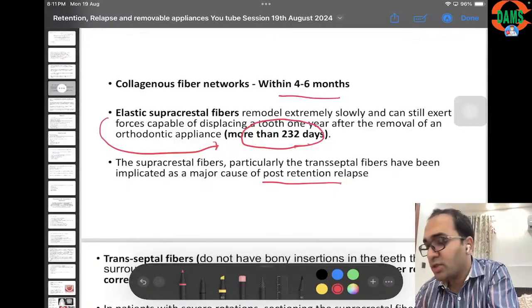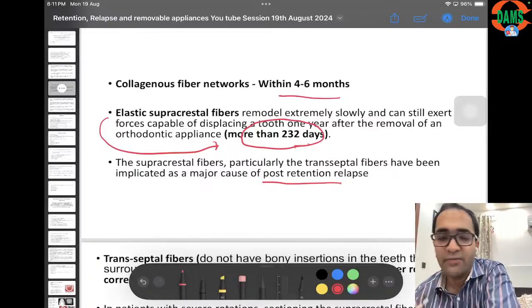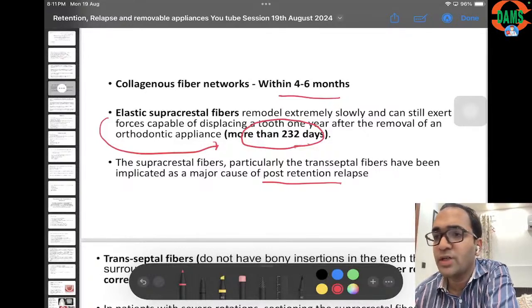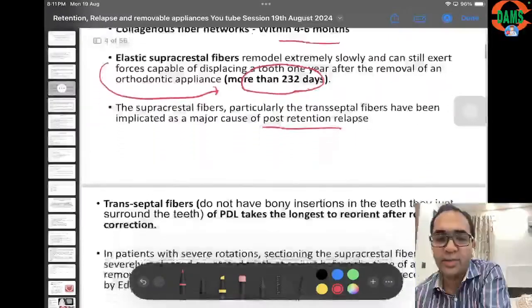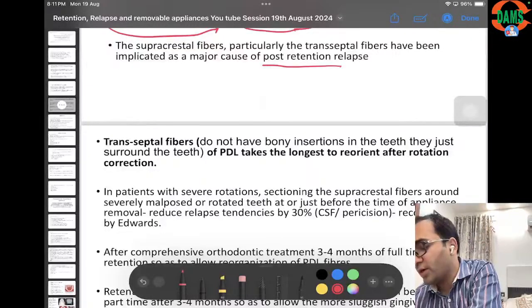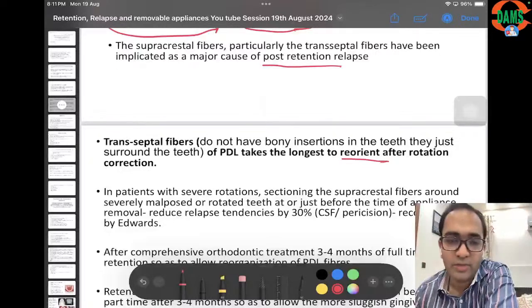Why? Because what are the transseptal fibers? These are the fibers which do not have any bony insertion. They encircle the tooth from one tooth to other teeth. They just surround it and they don't have any bony insertion. So hence they take the longest to reorient after rotation correction.